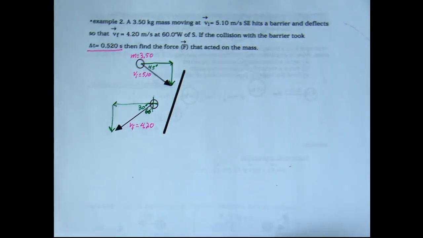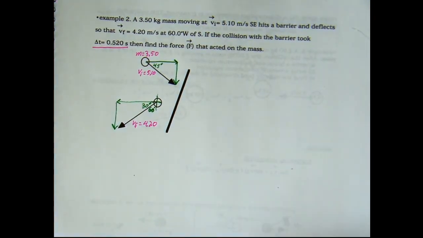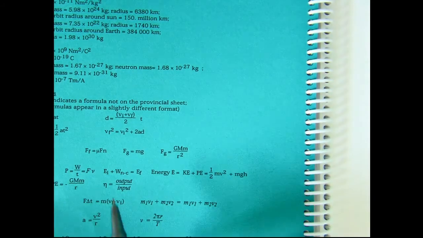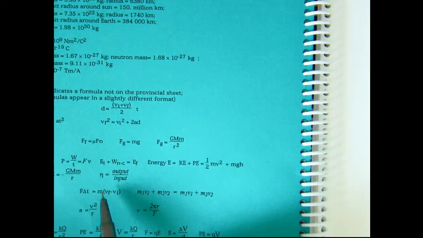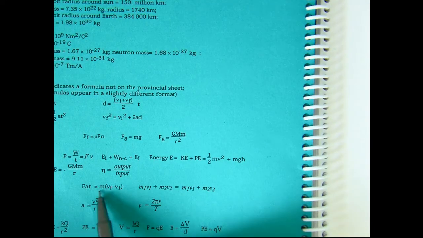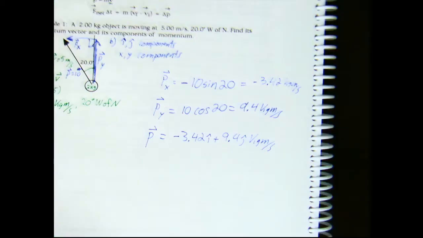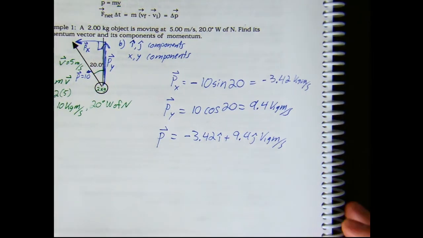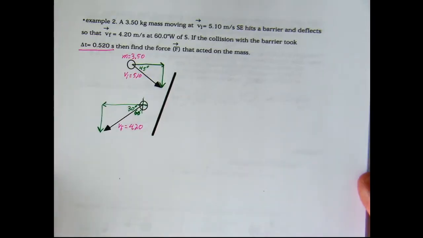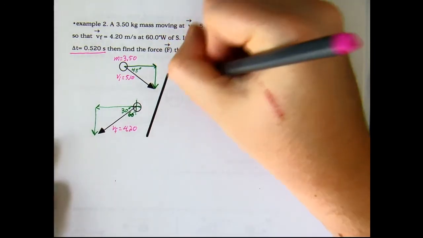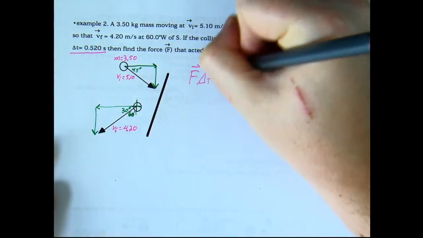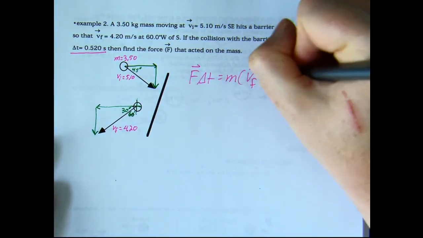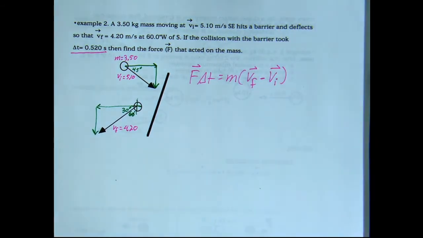If we flip back and look at our formula sheet, if we're dealing with momentum, force and time, what we're addressing here is impulse. F delta t equals m times v final minus v initial. So this is the equation that we're dealing with here: F delta t equals m, and we want our velocity final minus our velocity initial.